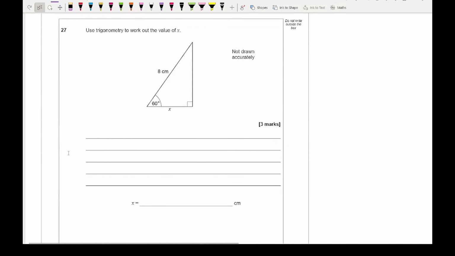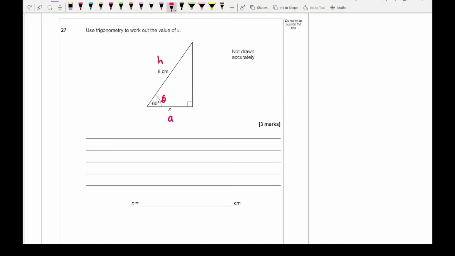Then moving on to our last question, it says that use trigonometry to work out the value of x. Now with trigonometry you might instantly be thinking, how is this on a non-calculator paper? Now you do need to remember that there are certain trig ratios that you need to know the exact values of. Now for this, the first thing we need to know is which trig ratio are we going to be using. So if we start by labeling the triangle, so this is our theta, well, I'm not going to use x because we've already got an x, so I'm just going to call it theta, and this side here is going to be the adjacent.